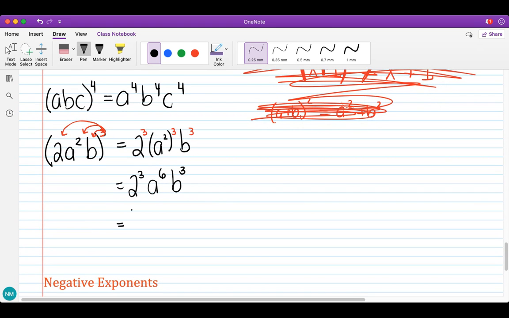And if it asks for a constant, a lot of times it'll say write it as k, a to the x, b to the y, whatever x and y are. So it'll tell you to rewrite it with a constant here. And so you would do 2 to the 3rd is 8, a to the 6th, b cubed.